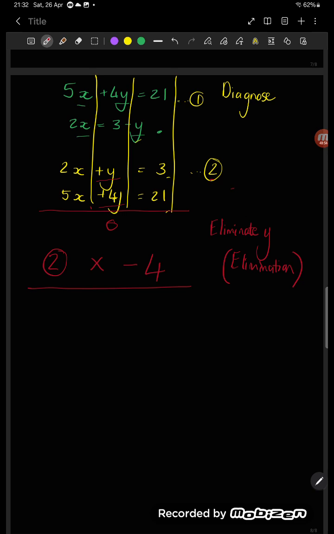So number 2 times 4. Now I've got to times the whole of the left hand side by 4. Then I've got to times the whole of the right hand side by 4. So I'm going to FOIL that into every term. So 4 times 2x is going to be 8x. Plus, but I've got to times a minus 4 in, sorry. So minus 4 times 2 is minus 8x.